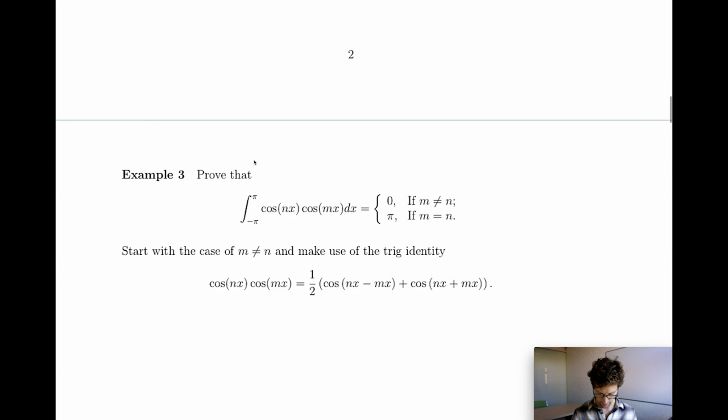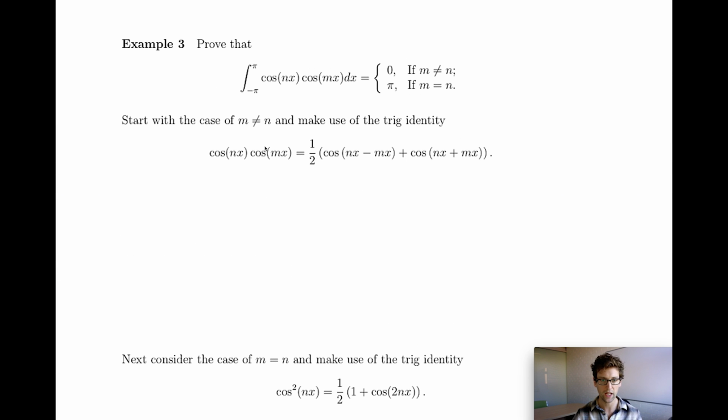Let's take a look at the next example. We've got the integral of cosine nx and cosine mx. So we're going to have to look at two different cases here. First of all, we're going to look at the case when m and n are integers but are not the same. And then we'll look at the case when n and m are integers and are equal to each other. So the case of m and n not equal means that we can use the trig identity: cosine times cosine is equal to the sum of the difference between the angles and the sum of the angles. So this is a trig identity you will have seen before.